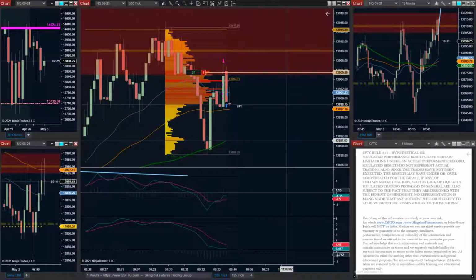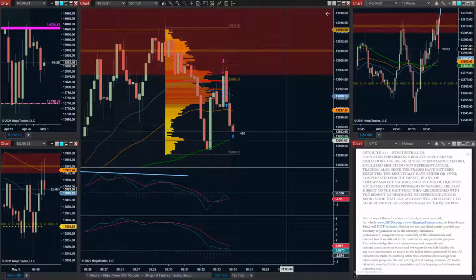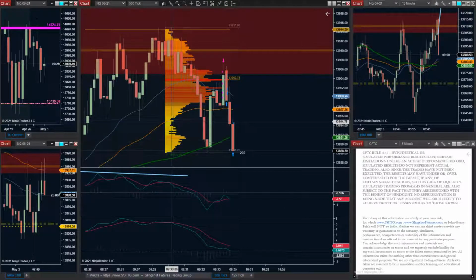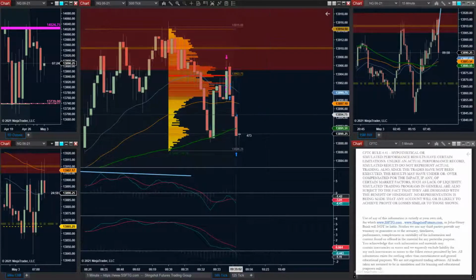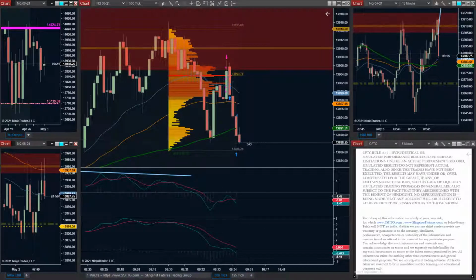The majority of the position so far has been break even, so this last one I've got to be a bit picky about. There we go. Beautiful. Good. Right there. Right back down to the low volume cluster at the swing lows. Whoo!